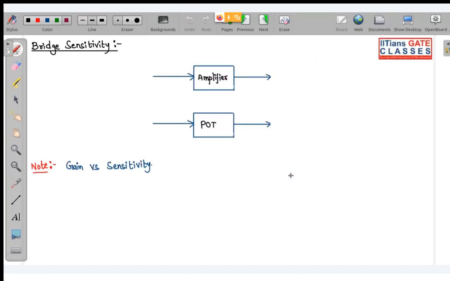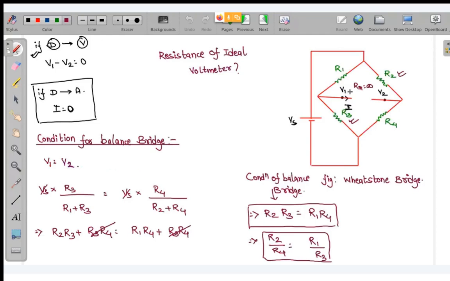Okay, so next we have a few things that we have to see. It is basically bridge sensitivity. What do we mean by sensitivity over here? Okay, one thing I forgot. Suppose out of R1, R2, R3, R4, my R4 is unknown. If you want to find the value of R4, you have a voltmeter over here. So R4 is equal to R3 by R1 into R2. Now out of R3, R2, R1, any one of these should be a variable resistance.